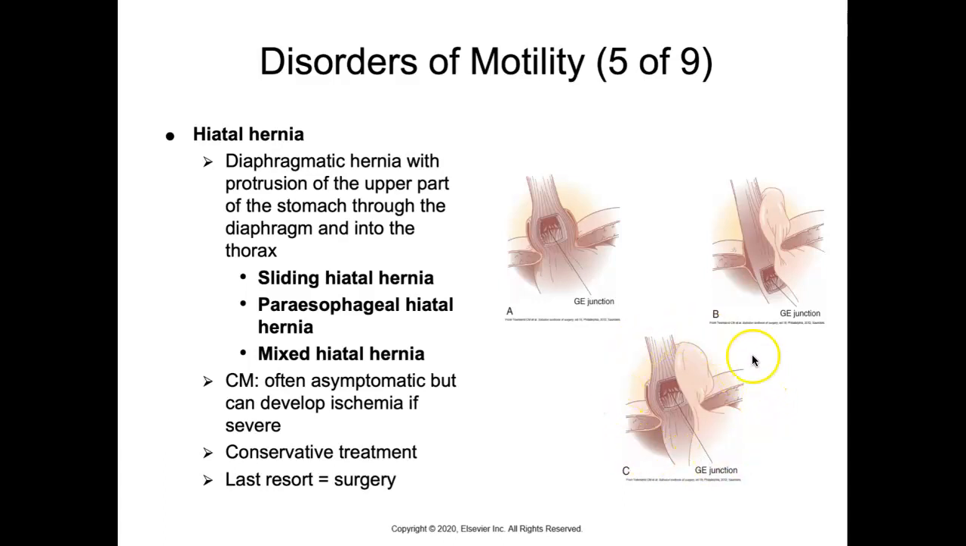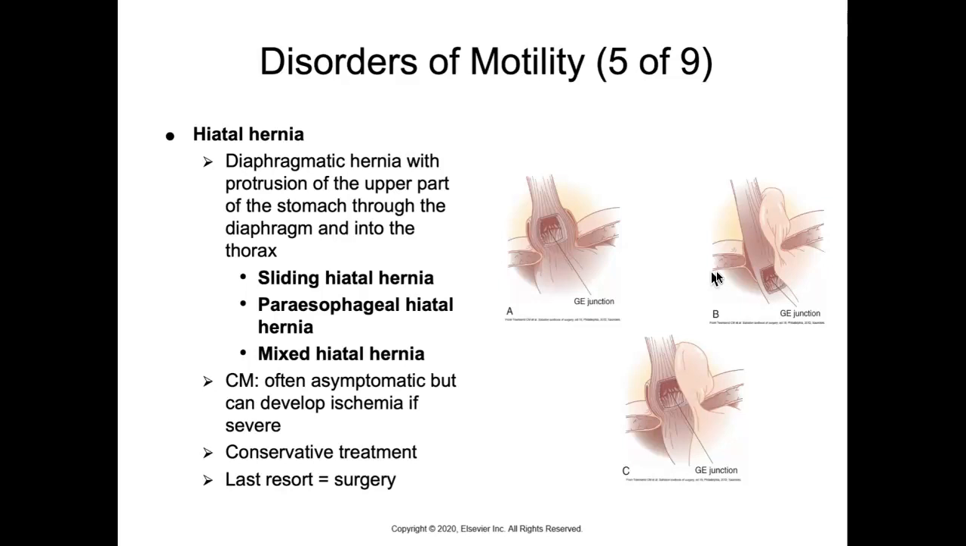Our last type is known as a type 3 or mixed hiatal hernia. And this is when we have a combination of sliding and the paraesophageal hiatal hernias taking place at the same time. And this is pretty rare or less common to take place, and it tends to happen when we have other diseases going on. So of course, depending on which type we have taking place, we'll see different clinical manifestations. For instance, the sliding we said is typically asymptomatic, but it can get more severe, and if we develop ischemia, that can cause necrosis to take place.